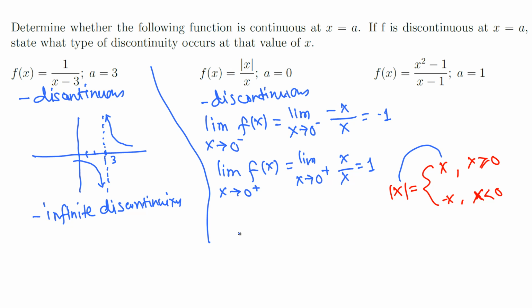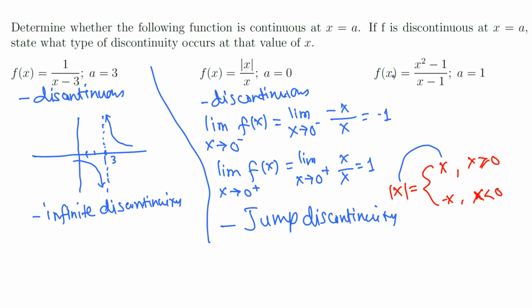For a function to be continuous, we have to have three things. The function should be defined at 0. See, when we plug in 0 here, 0 over 0, this is already undefined. It's undefined, so discontinuous. But to determine the type, look, we found one-sided limits and they are not the same. So there is a jump. So jump discontinuity. There is a jump from negative 1 to 1.